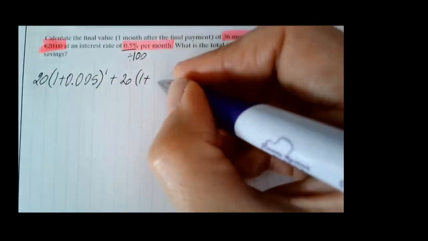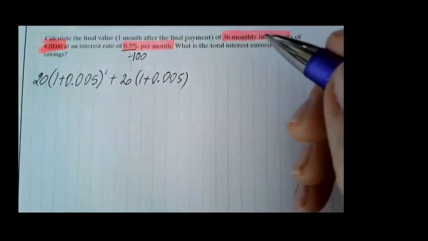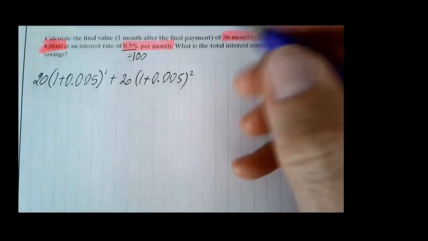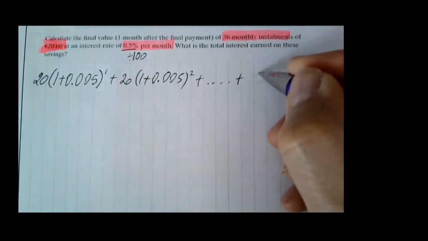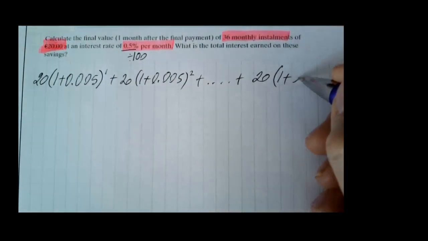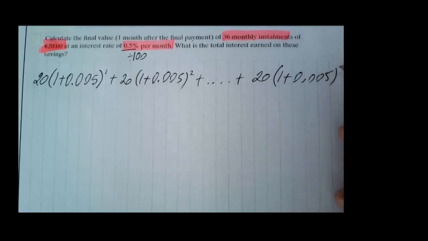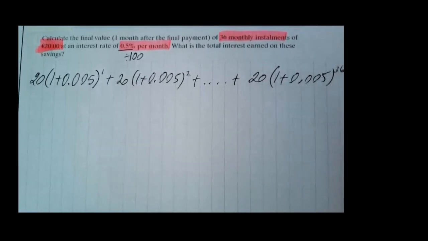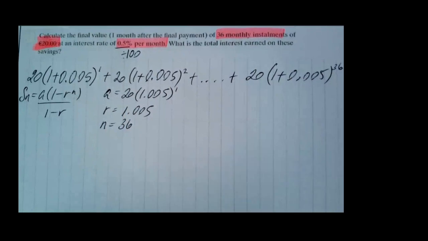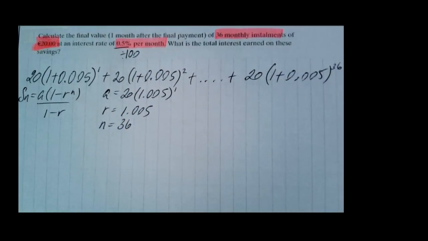So that last payment, that final installment, is the one that's only in for 1 month. And then the second last one is in for 2 months, and all the way up to the very first installment, which is in for the full time frame of 36 months. And so get your formula written down for yourself and identify your A, R, and N.